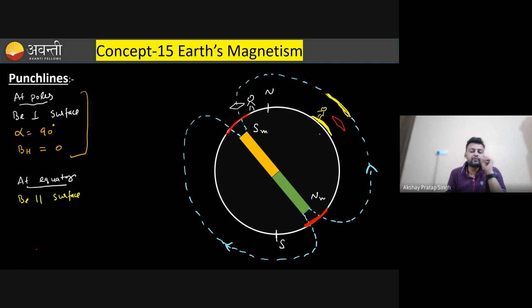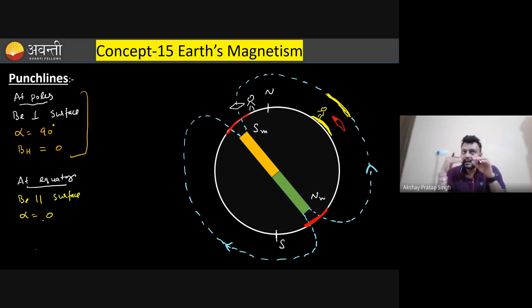This magnet is again free to move in the vertical plane. In which direction will it align? You will say, sir, it will align in the direction of the magnetic field. Now, the magnetic field is horizontal, so it will also remain horizontal. If it is horizontal, then the angle made by it with the horizontal is zero. So again, I will conclude that alpha is equal to zero at this place.